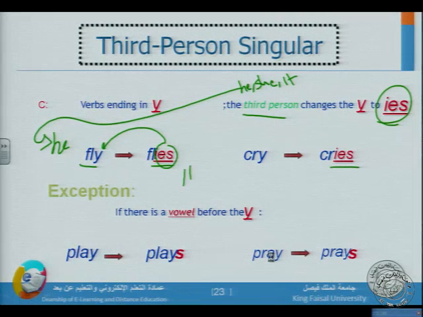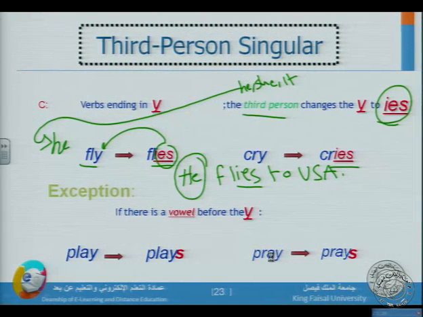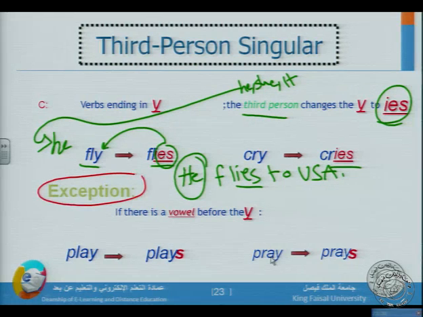Yeah, for example, he flies to USA. He flies to USA. Why IES? Because we have a third person, he. A third person, he. But we have some exceptions. This exception means an exception to this rule.